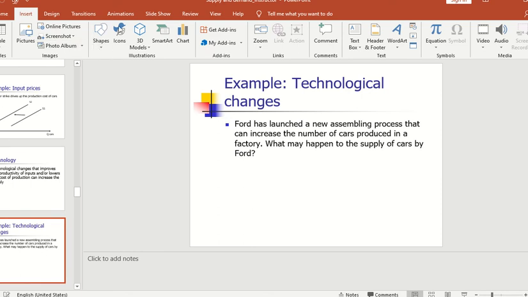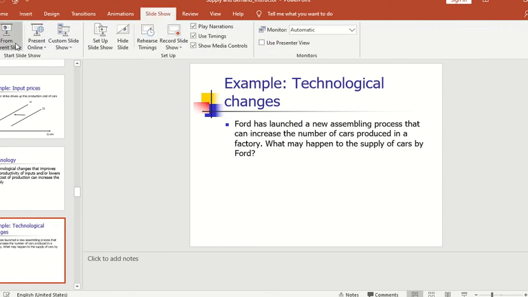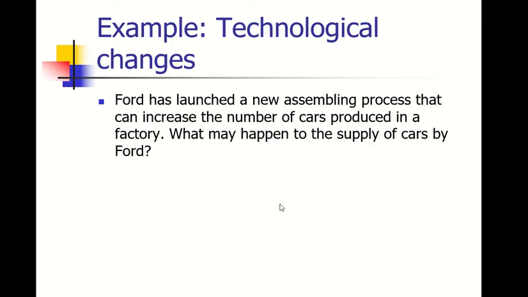So here's an example. Ford has launched a new assembling process that can increase the number of cars produced in a factory. What may happen to the supply of cars by Ford? Once again, I would like you to pause the video and work on this for a few minutes.